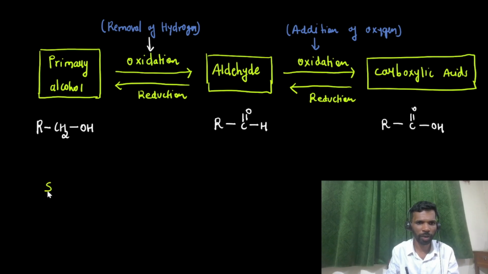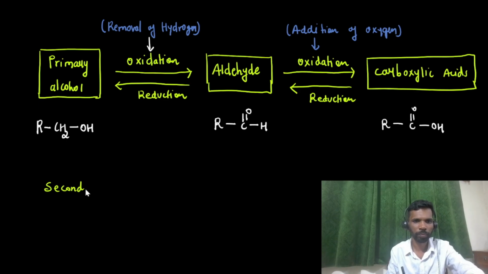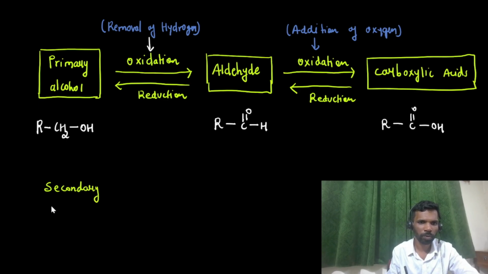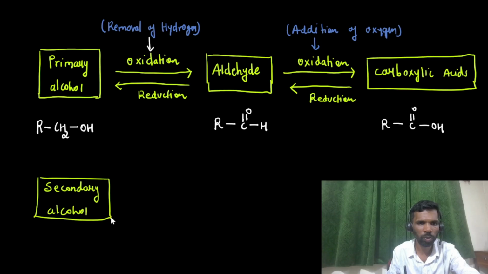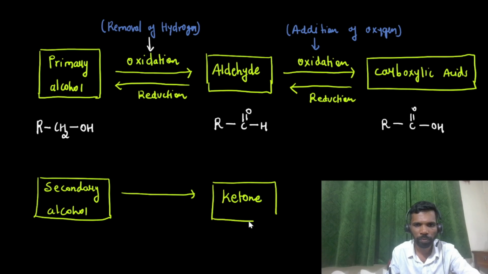We'll talk about the secondary alcohol also. If you have secondary alcohol and you are doing this oxidation, it will get converted to ketone. Maximum it can get converted to ketone. So how does the secondary alcohol look? This is how we represent secondary alcohol.